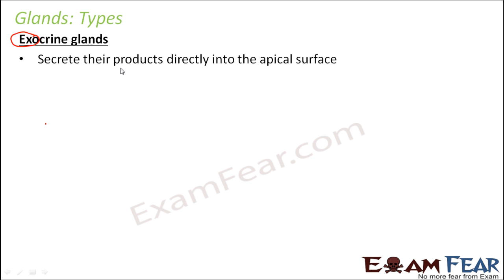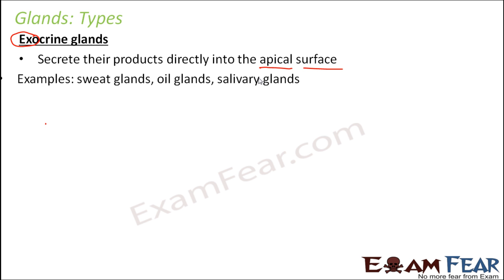So these glands will secrete their products directly onto the apical surface. When I say apical surface, that means the surface of the cell. So they are directly secreting their products on the cell membrane surface, so that they are directly reaching the cell. We are not dependent on anybody else to carry the secretion to different cells of the body. We are actually throwing it on the membrane of the cell.